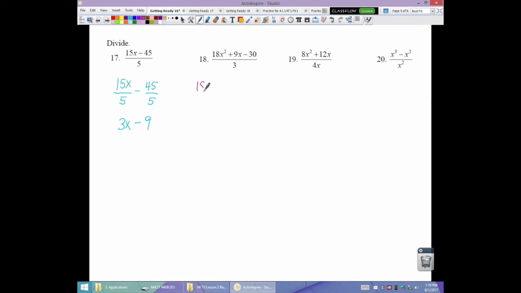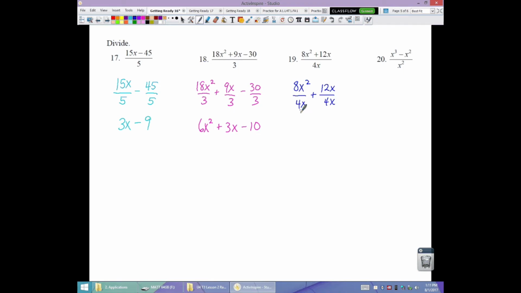18, we write 18x squared over 3 plus 9x over 3 minus 30 over 3. So first one simplifies to 6x squared. 9x divided by 3 is 3x. And negative 30 divided by 3 is negative 10. 19, a binomial divided by a monomial. So we have two fractions, 8x squared over 4x plus 12x over 4x.